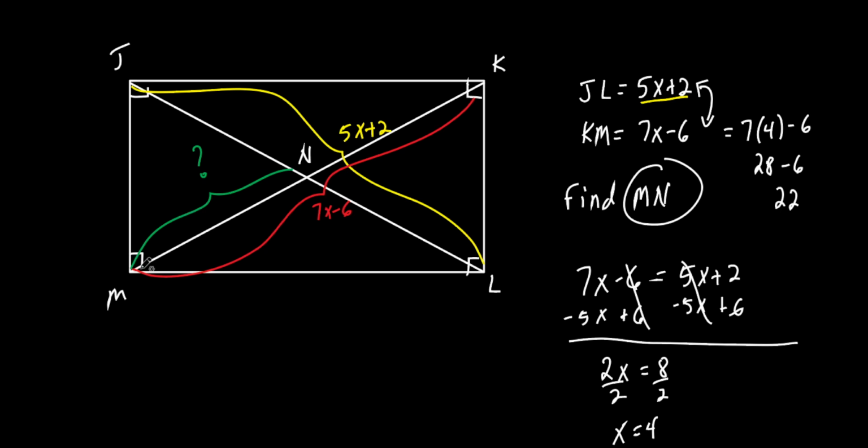Which is 22. So what is MN compared to the whole thing? It's half of it. So what's this little green one right here going to be? That's right. It's 22 divided by 2, which is 11. So that's MN right there. So MN is equal to 11.